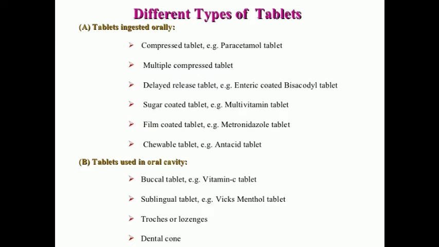Next is multiple compressed tablet, delayed release tablet, example enteric coated tablet, sugar coated tablet, example multivitamin tablet, film coated tablet, example metronidazole tablet. Next is chewable tablet, example antacid tablet. Next class is tablets used in oral cavity, which includes buccal tablet, example vitamin C tablet, sublingual tablet, example Vicks menthol tablet. Then next is troches or lozenges, and last is dental cone.